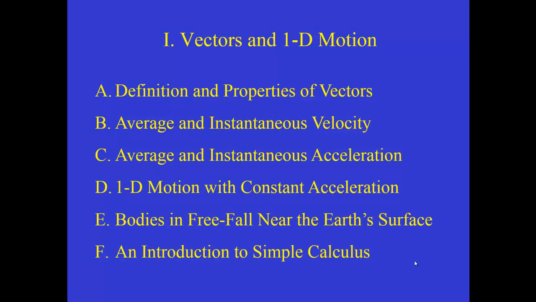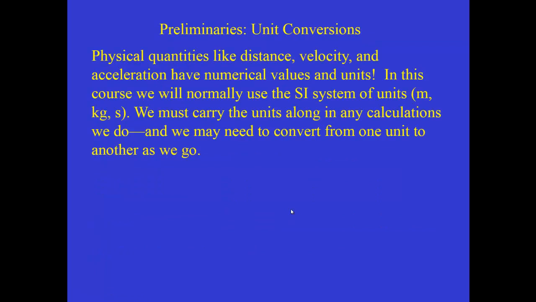In this video, I'd like to give an overview of the properties of vectors and then move right into one-dimensional motion by defining average and instantaneous velocity and acceleration, and then showing how to get equations that are useful for describing one-dimensional motion with constant acceleration. And then we'll finish by talking about the special case of objects that are falling freely near the Earth's surface.